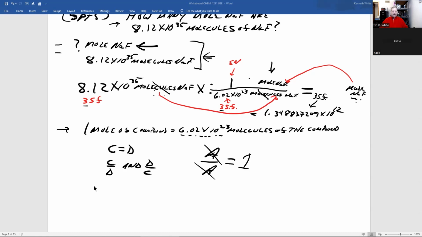Remember, you're rounding that off to 3 significant figures. This is a skill you need for test 2.